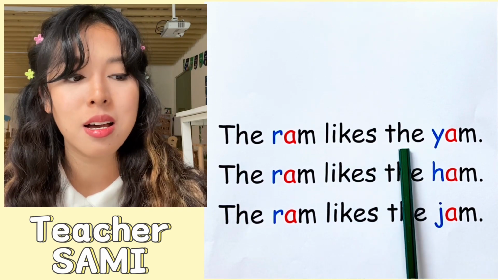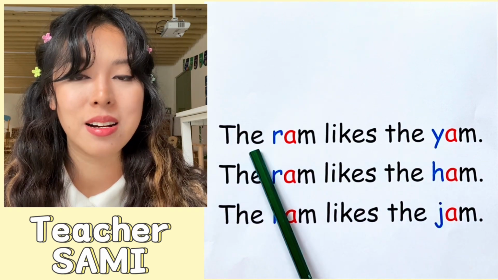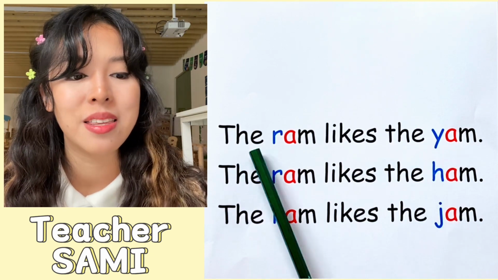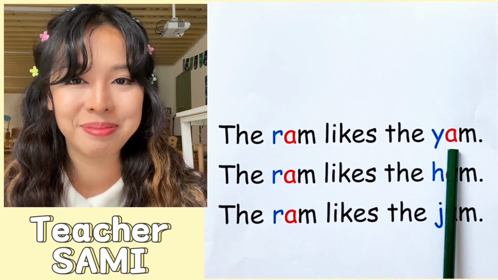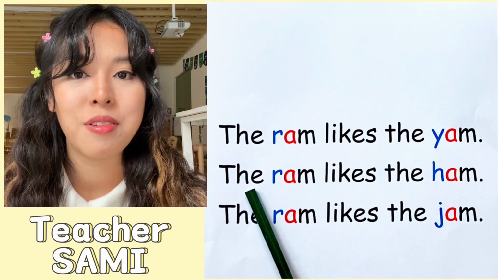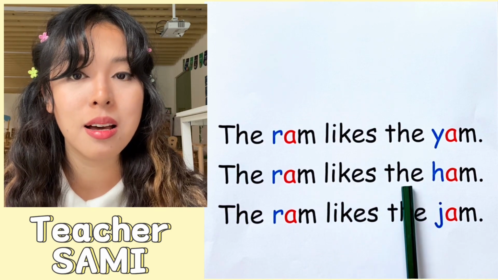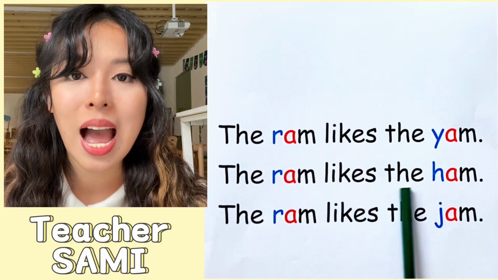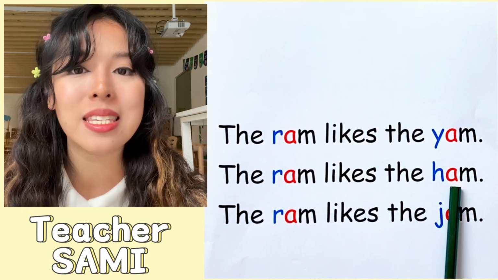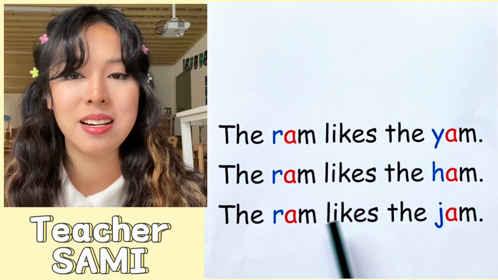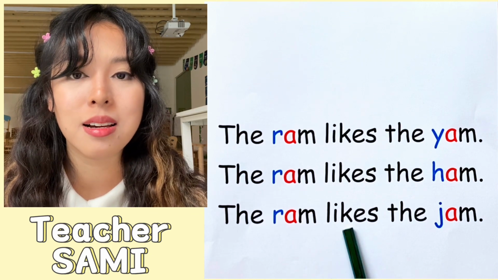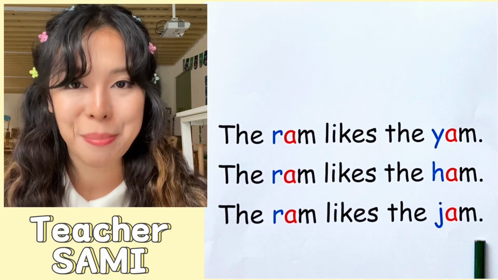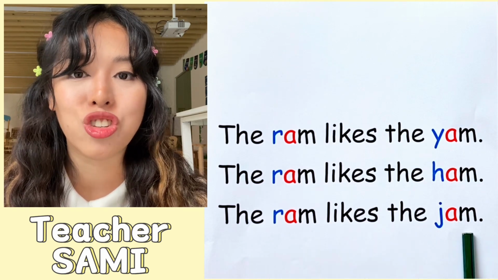The ram likes the yam. The ram likes the yam. Next, the ram likes the ham. The ram likes the ham. The ram likes the jam. The ram likes the jam.